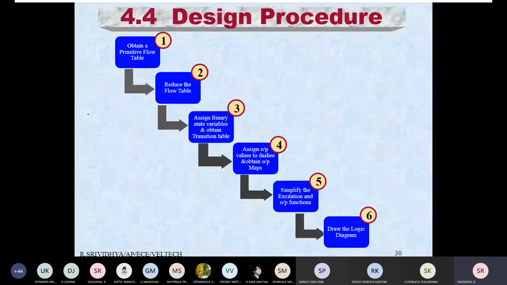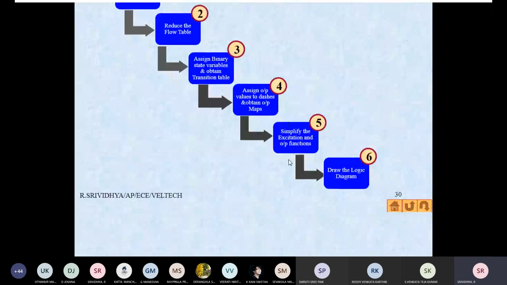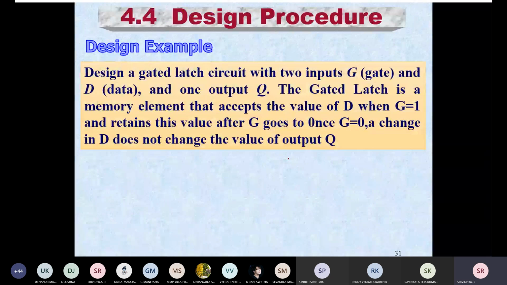To understand these 6 steps, I have taken a design problem. Just a design example. So this is my problem. Like this only you will be getting design problems. First, you have to read the problem in order to understand the question, similar to what I told you in combinational circuits. So I'm going to read the question. Design a gated latch circuit with 2 inputs.